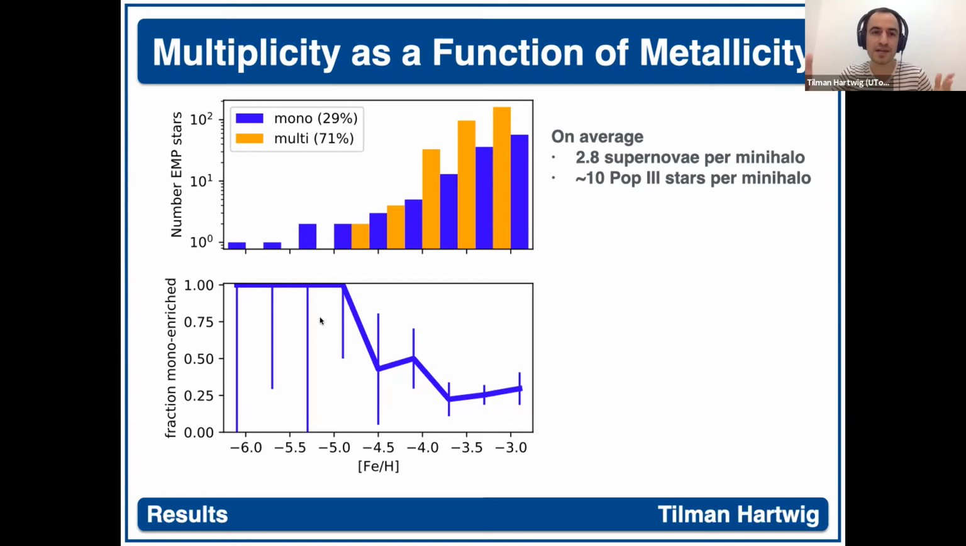And if we bin this and just look at the fraction, then we see that at metallicities below -5, stars seem to be mostly mono-enriched.